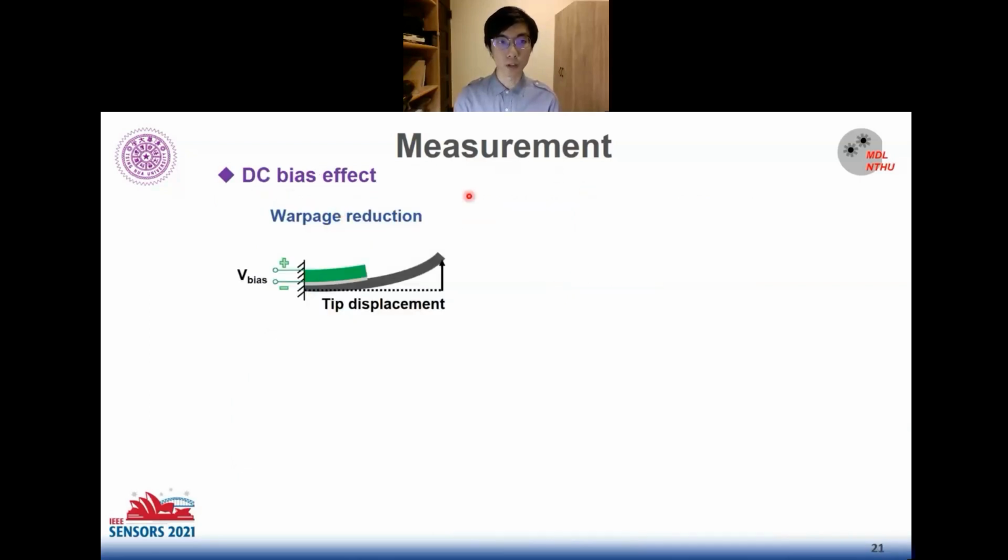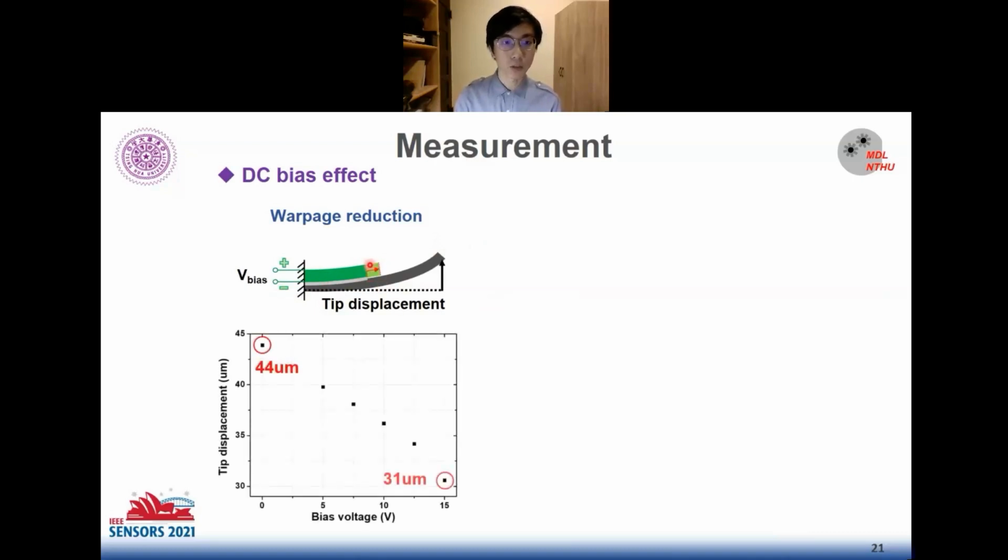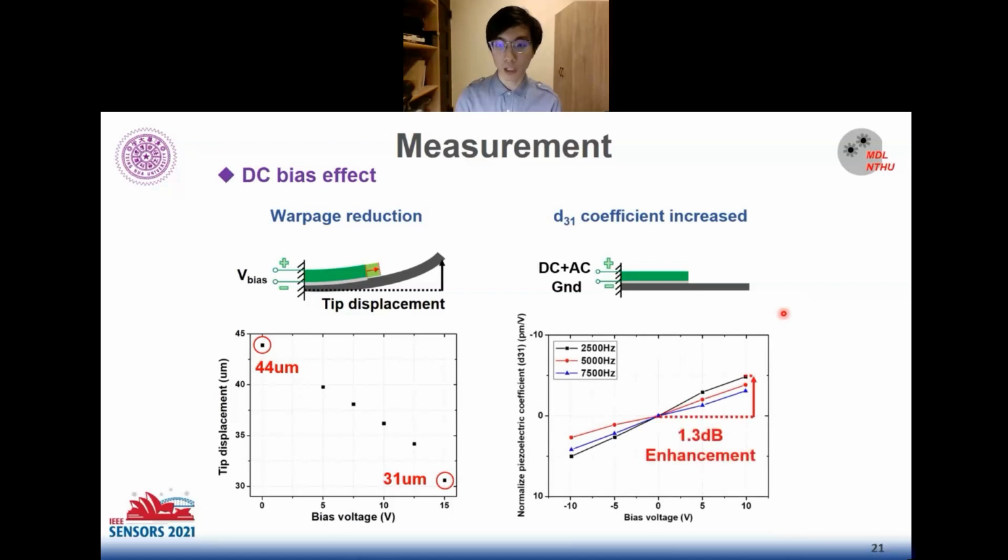And let's talk about the DC bias effect. When the DC bias is applied on the piezoelectric material, the inverse piezoelectric effect will cause the diaphragm to bend down by deformation. So the tip displacement is reduced from 44 micrometers to 31 micrometers after 15 volt bias is applied. And also the piezoelectric coefficient has increased after applying 10 volt bias voltage.